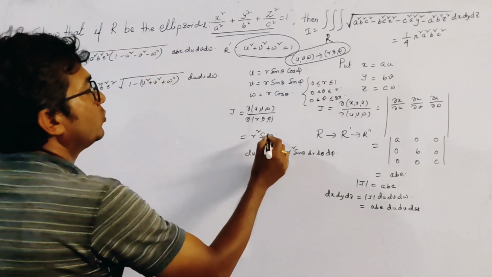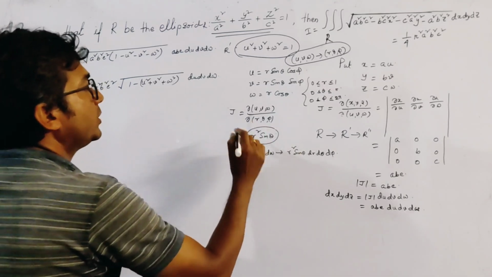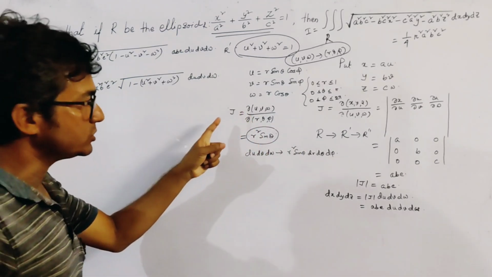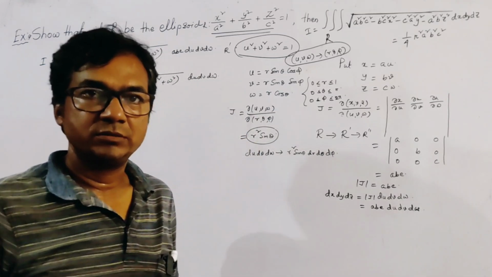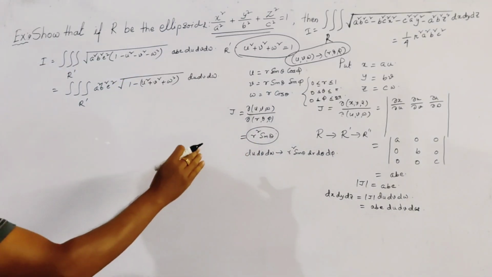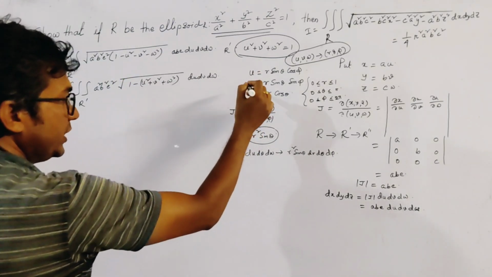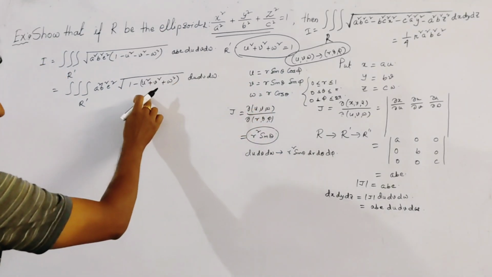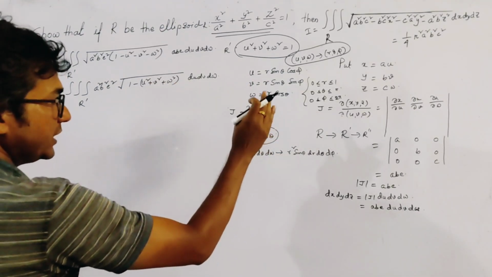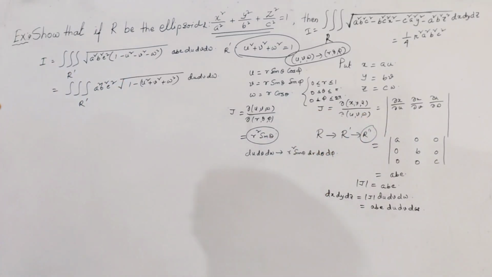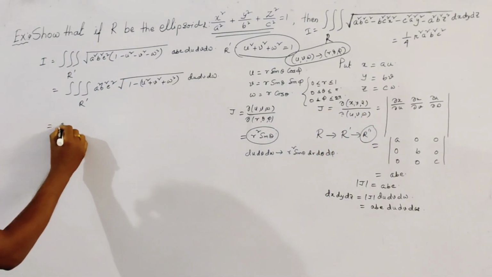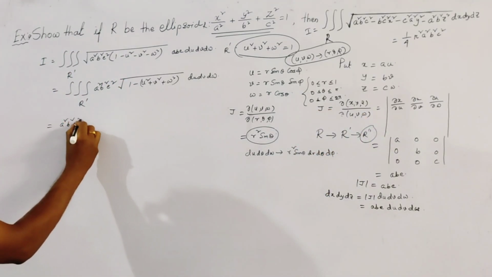Clear? And we also calculated this value in the previous class. If you want to see that video, you can see it. Now we put the values of u, v, w in this integration, and we change the range of the integration, that is, the region or volume of the integration. This is given by a squared b squared c squared.